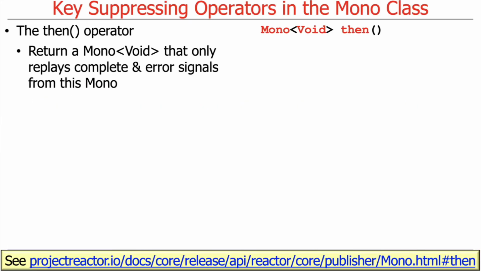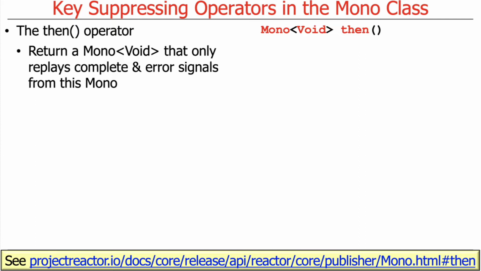The particular method we're going to look at here, and there are other suppressing operators we'll look at later, is the then operator. And then is very simple. You can see it has no parameters. It returns a Mono<Void> that only replays the complete and error signals from this Mono. In other words, it does not propagate a value at all.